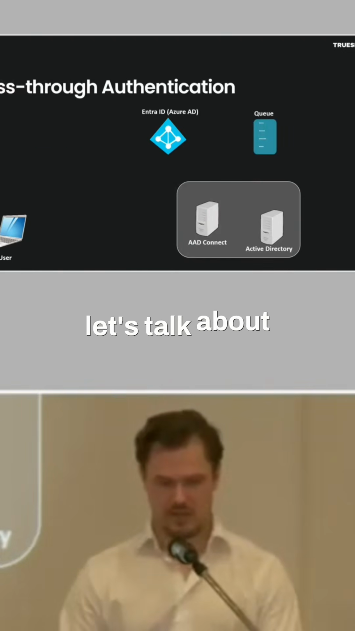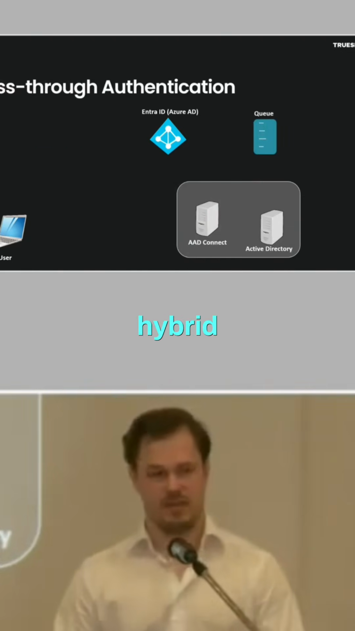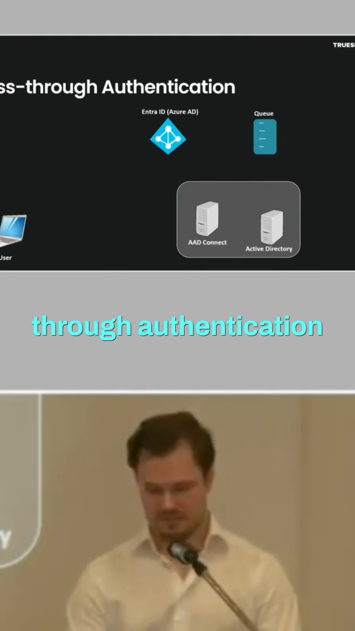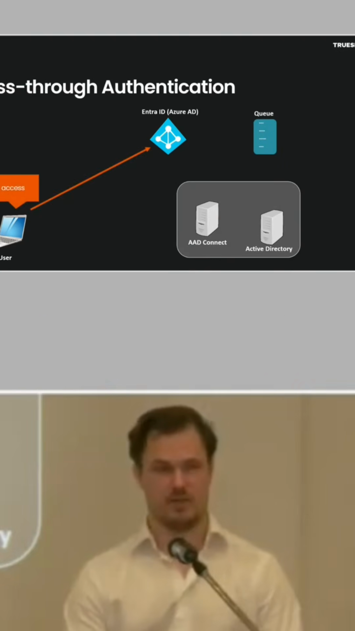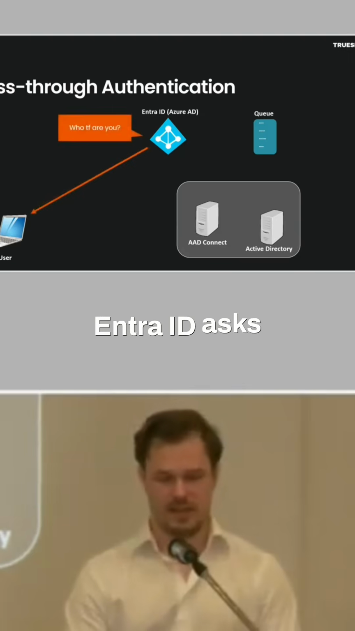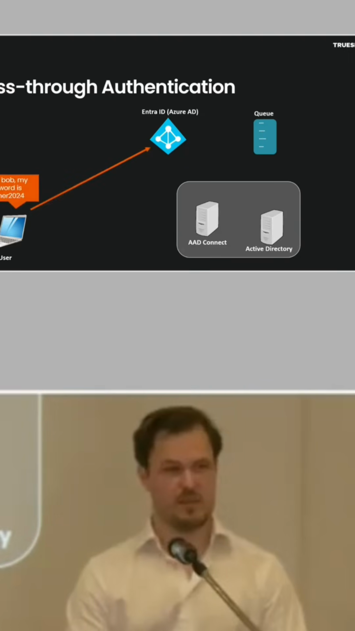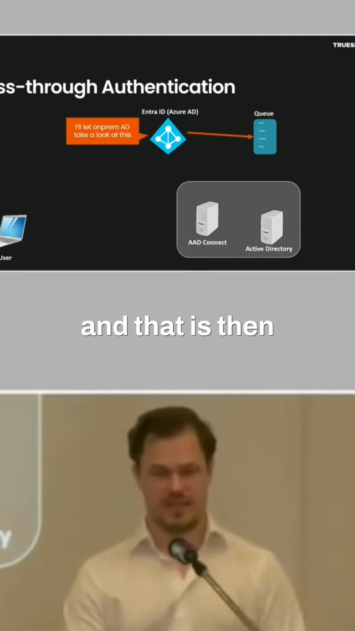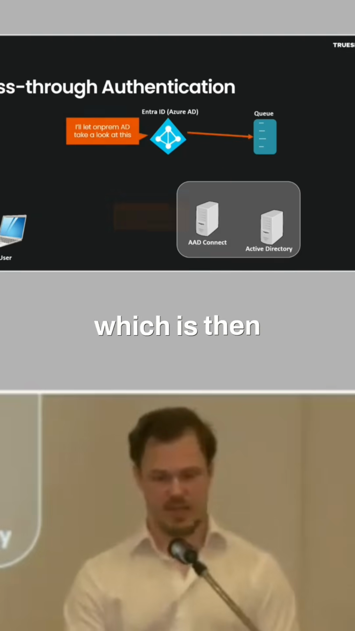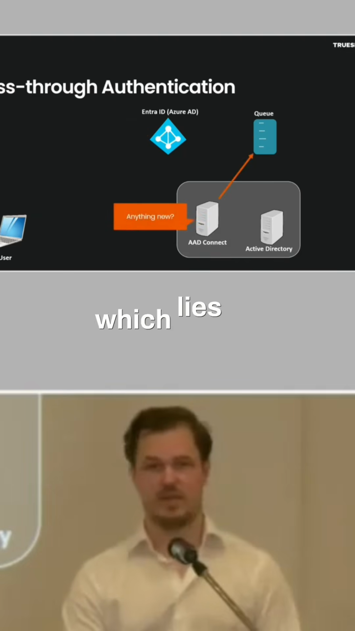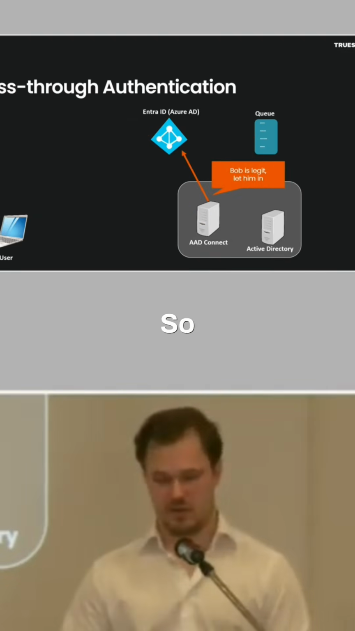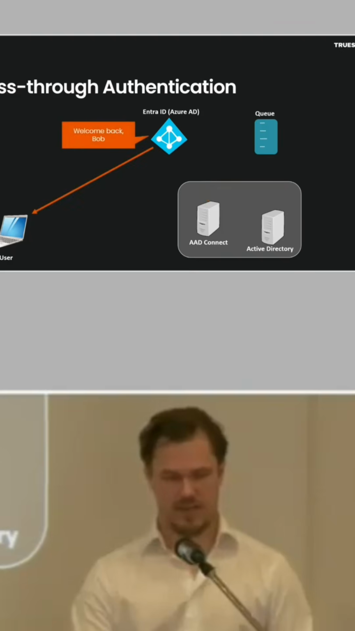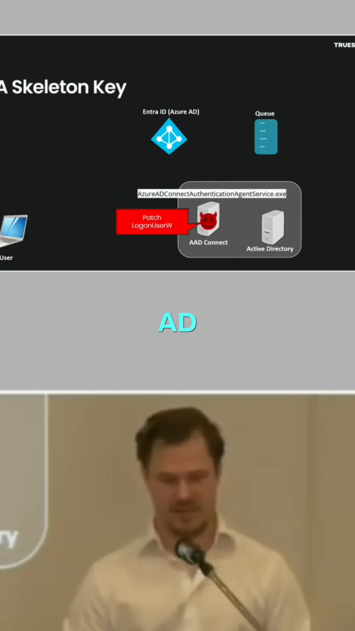So let's talk about the second method for hybrid, which is pass-through authentication. And in that case, the user goes directly to Entra ID. Entra ID asks who they are, and they provide their username and password. And that is then sent to a queue, which is then polled by an AD Connect server, which lies on-prem. So what could possibly go wrong in this setup if someone compromises that AD Connect server?